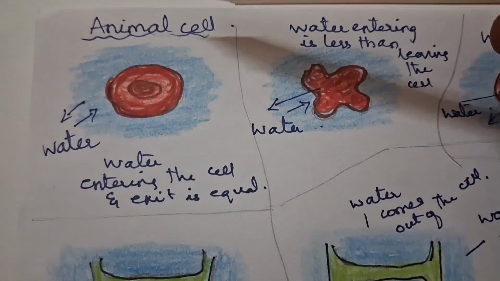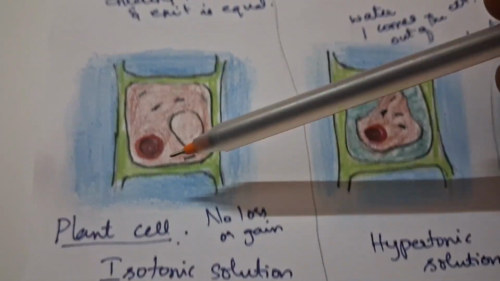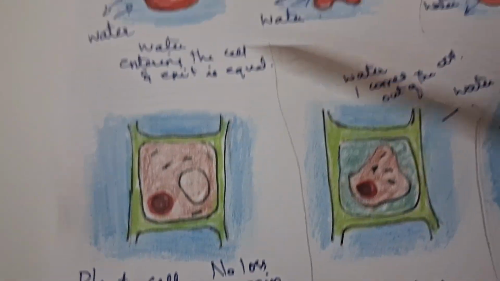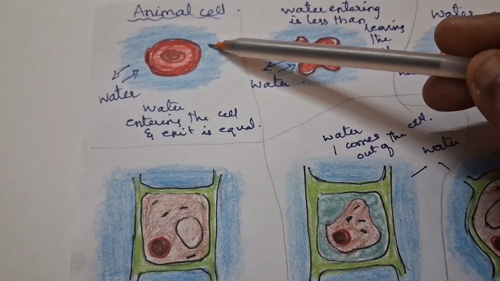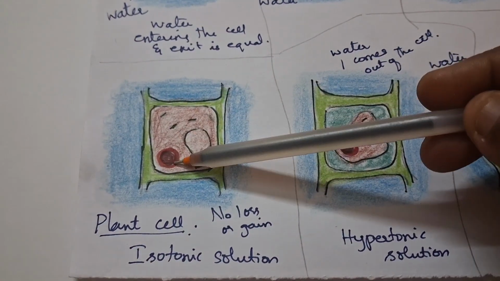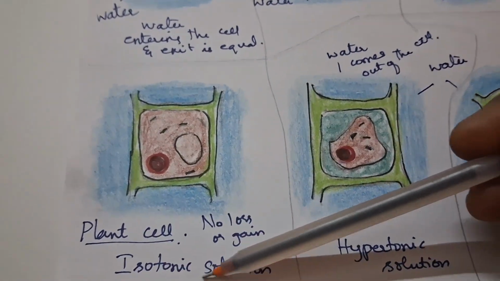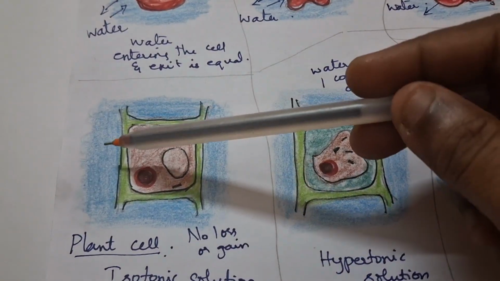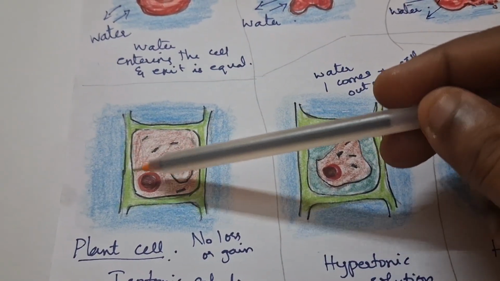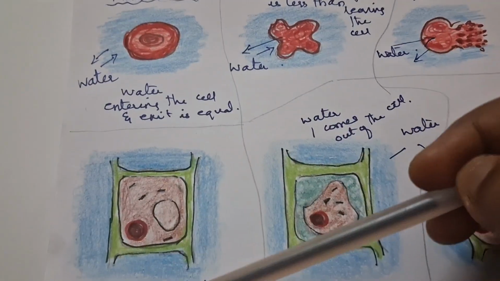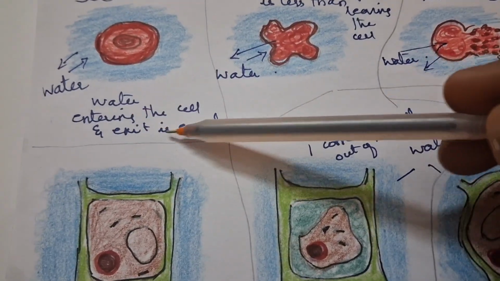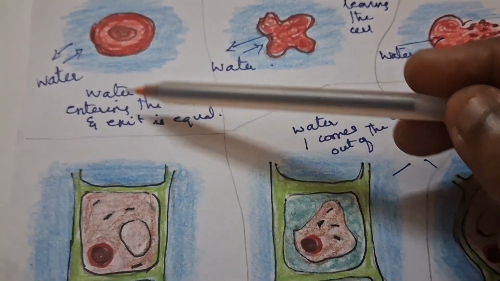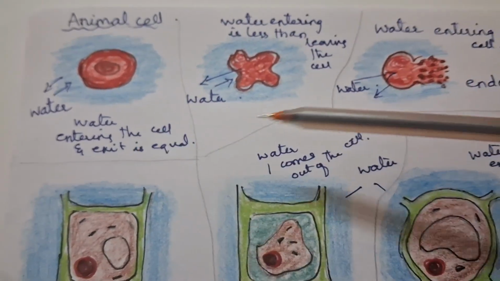Here an animal cell is kept in an isotonic solution. Similarly, a plant cell is taken. It is also kept in an isotonic solution. There is no loss or gain, because the concentration outside and inside is similar. So that is an isotonic solution. Water entering the cell and exiting are equal, so there is no difference here.